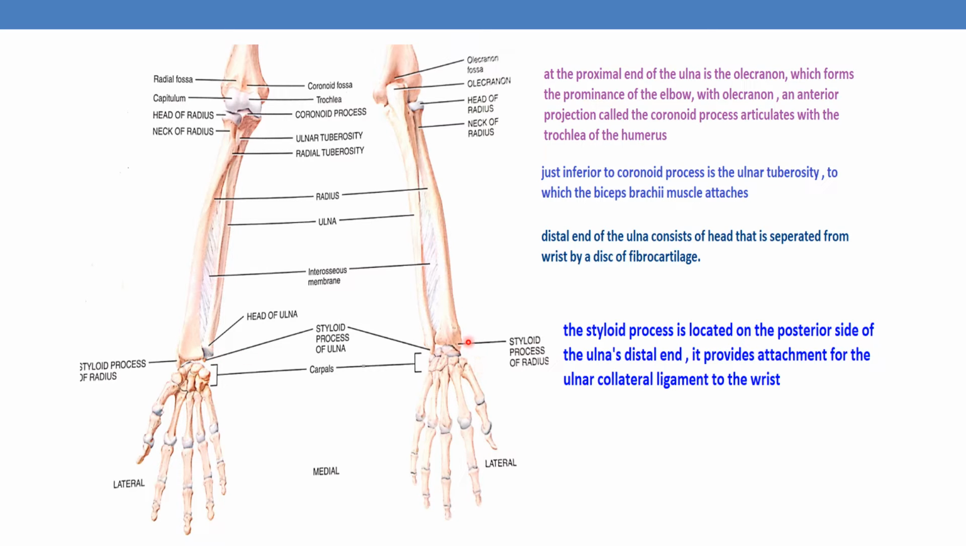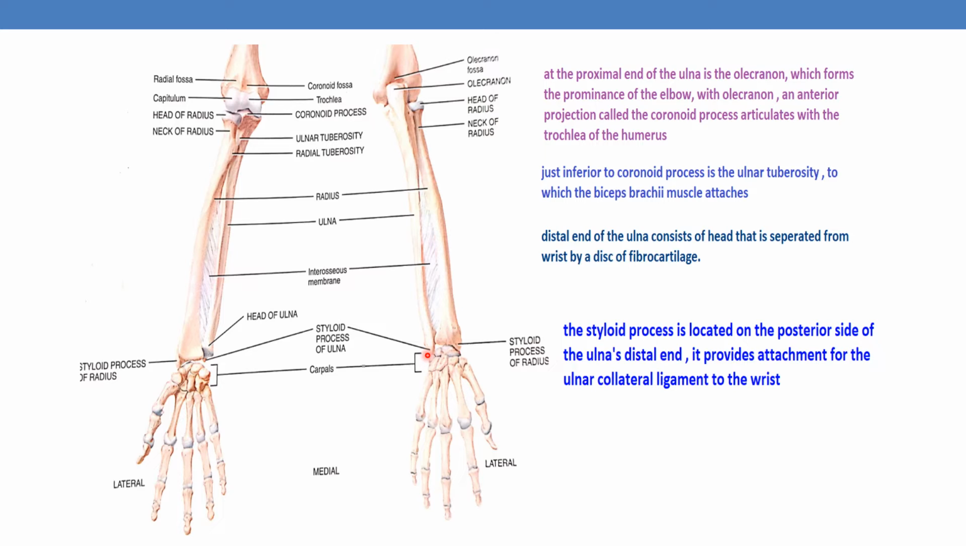Now coming to the styloid process. The styloid process is located on the posterior side of the ulna's distal end. On the posterior side of the ulna's distal end, you can see the styloid process of the ulna. It provides attachment for the ulnar collateral ligament to the wrist.